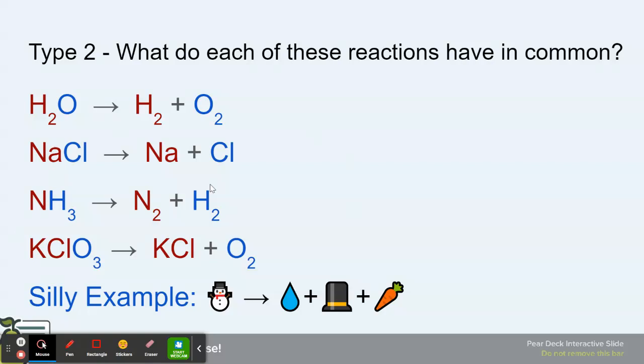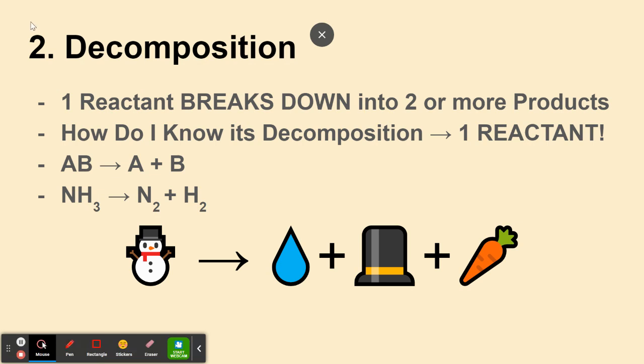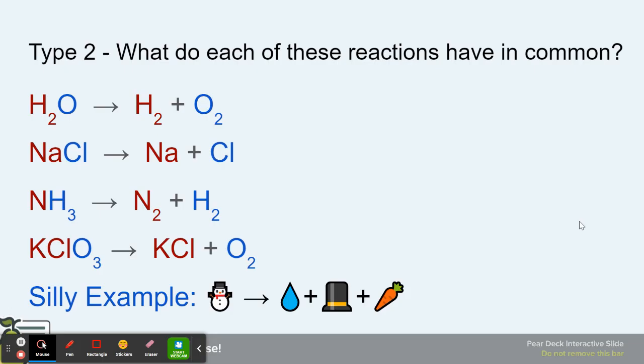That's fine. Okay, these are what's known as a decomposition reaction. Now, when we think about the word decomposition, we think about things decomposing. So here we have one reactant that breaks down into more than one product. For example, water can become hydrogen and oxygen. It's breaking apart. Salt can become sodium and chlorine. This snowman can become water, a hat, and a carrot. We are breaking down something into smaller pieces, into more than one product.